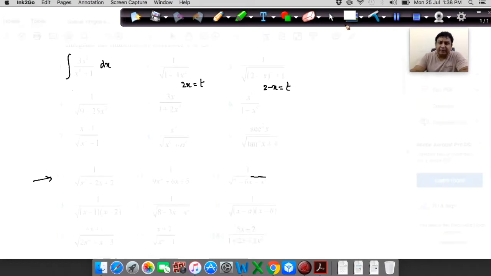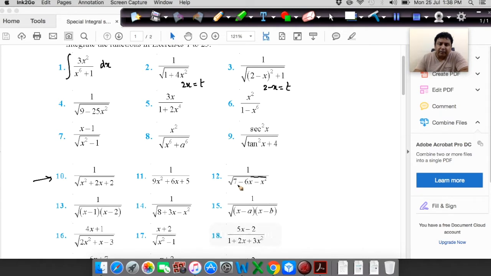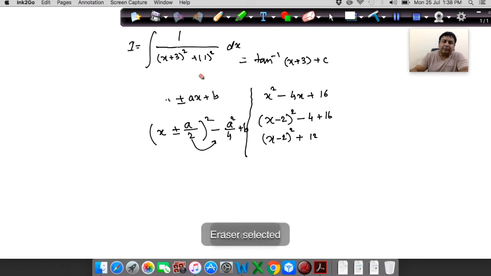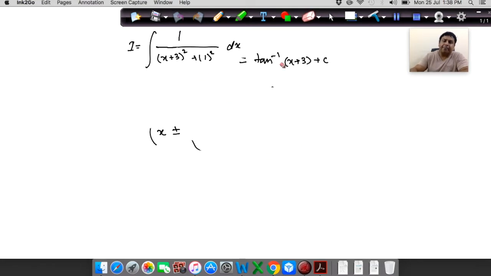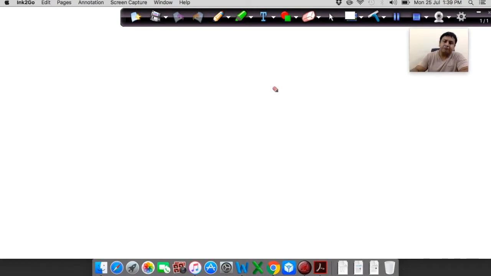Like the next sum I see is carrying a negative sign here. 7 minus 6x minus x square. So if you have 7 minus 6x minus x square, we'll take the minus sign common inside the root. It will become x square plus 6x minus 7. Now you complete the whole square the way I told you.